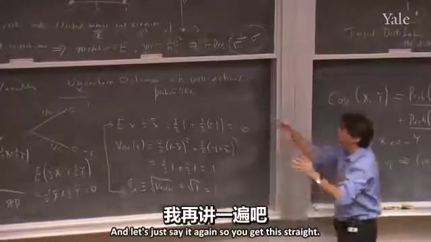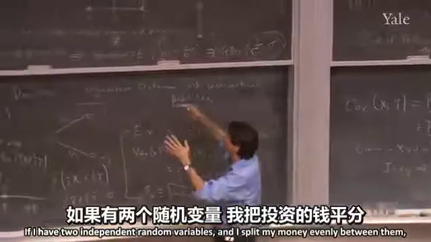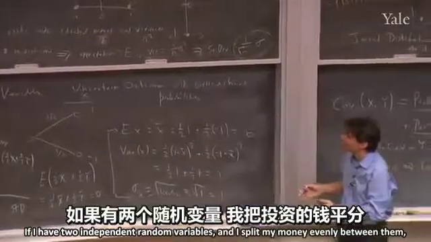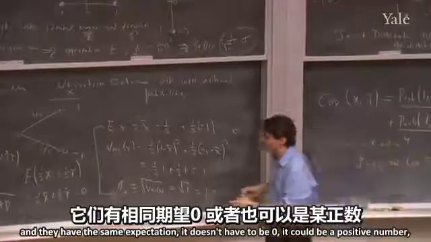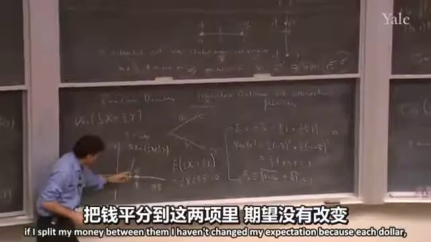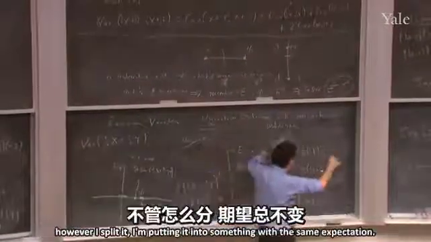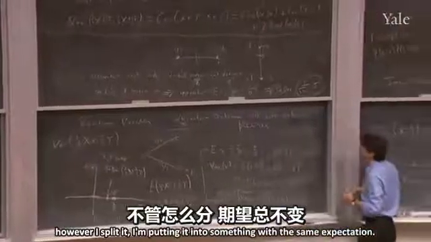Let's just say it again so you get this straight. If I have 2 independent random variables and I split my money evenly between them, and they have the same expectation, which doesn't have to be 0, it could be a positive number, then I haven't changed my expectation, because each dollar, however I split it, I'm putting into something with the same expectation.